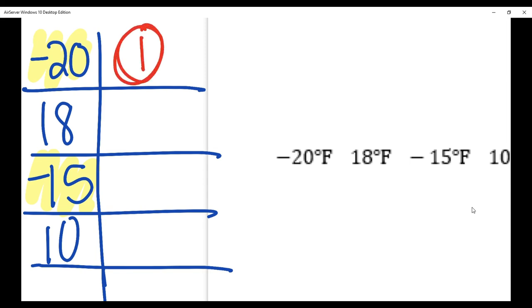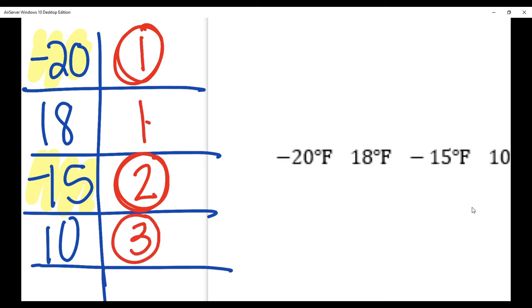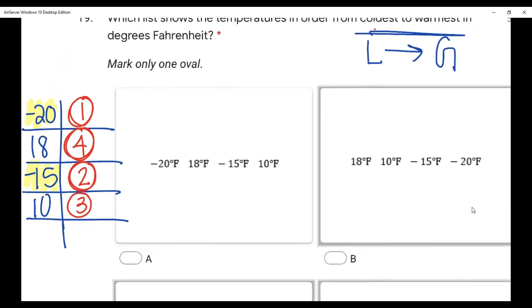That's going to be colder than -15. So that's second. Now I don't have to flip my brain anymore. Now I just think regular. Which one's smaller, 10 or 18? 10, and then 18. So that's the list I'm looking for.